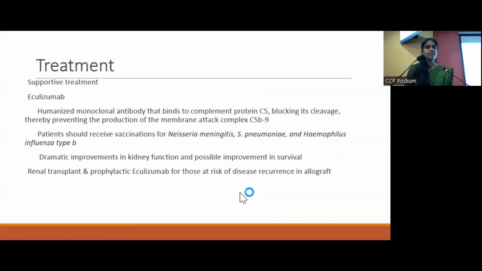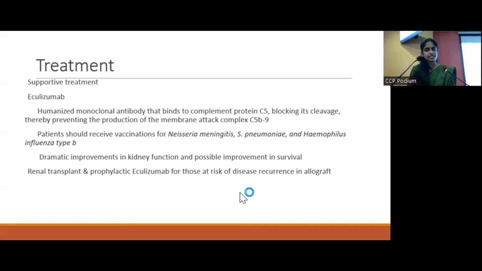But in addition to that, eculizumab plays a role in the management of atypical HUS. Eculizumab is a monoclonal antibody which binds the complement protein C5 and blocks its cleavage and activation, and thereby formation of the membrane attack complex is prevented. The important point with eculizumab is that the patient can develop severe meningococcal sepsis, but also pneumococcal and Haemophilus influenzae infection. So those patients should receive vaccination before starting eculizumab.